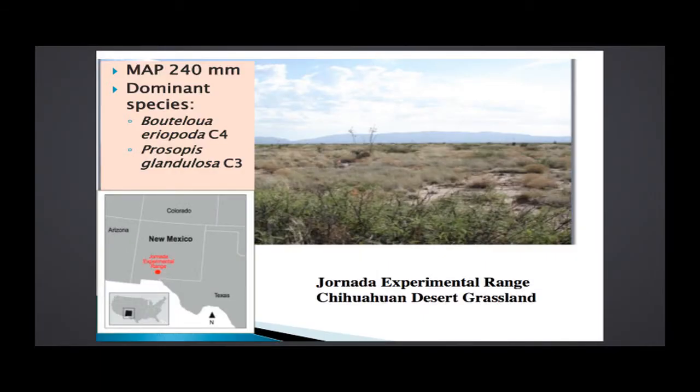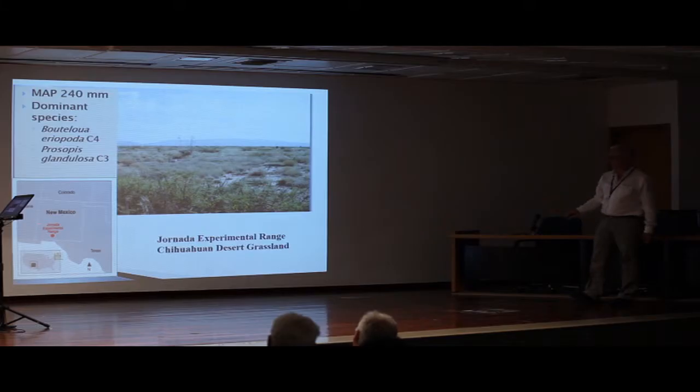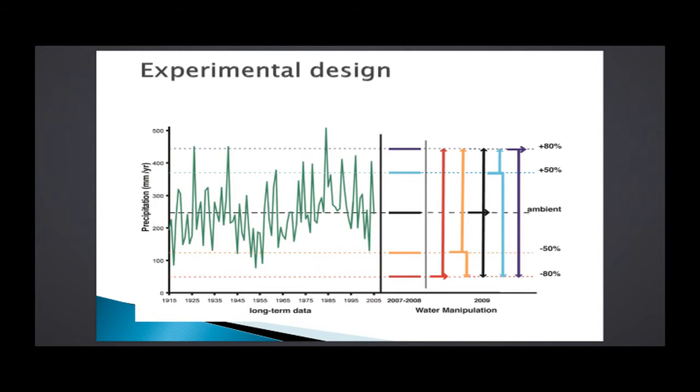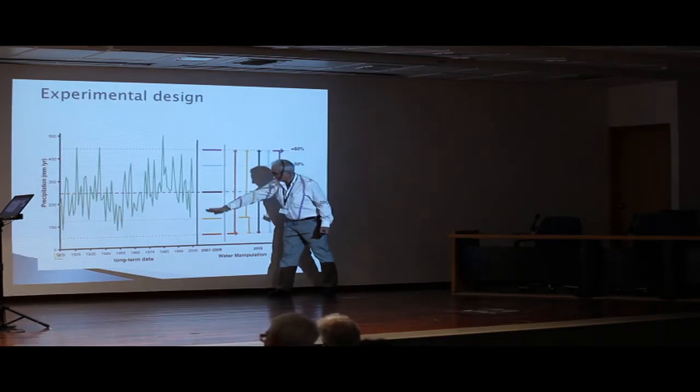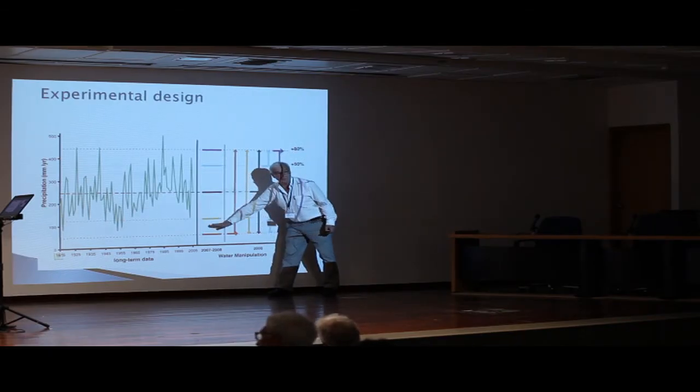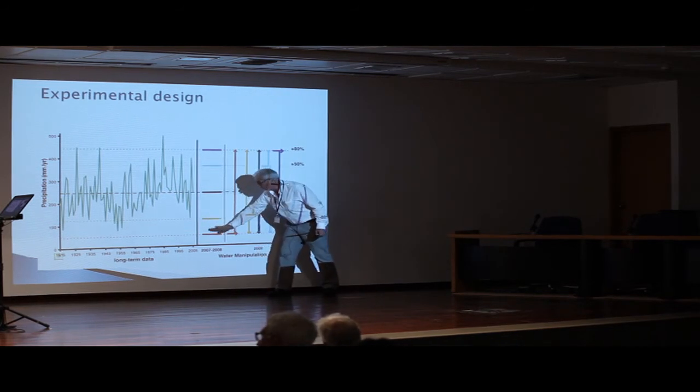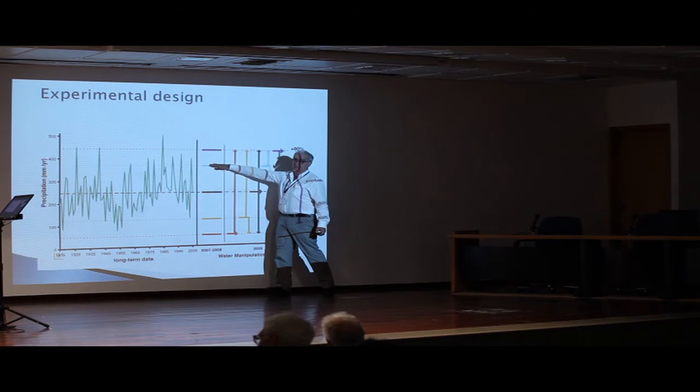240 millimeters in southern New Mexico in the US. And this is the long-term precipitation record. And so we have some treatments in which we enhance precipitation by 50%, enhance precipitation by 80%, and other treatments where we reduce precipitation by 50% and reduce by 80%. Okay? Drought, extreme drought, controls, wet conditions, and extreme wet.